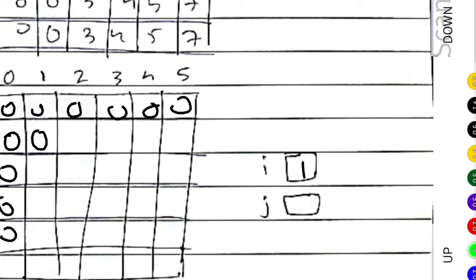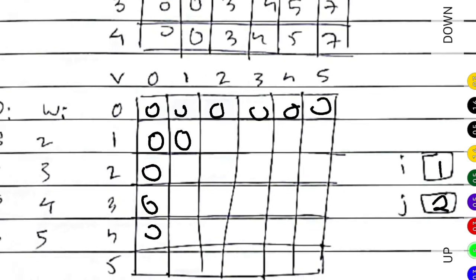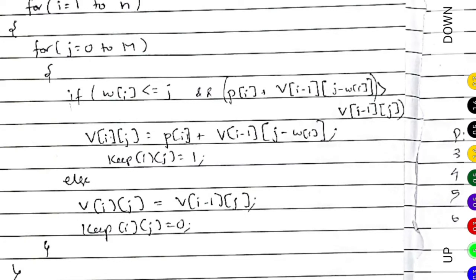j is 2 now. When j is 2, what's the value of the container? It's 2, and the object weight is also 2. In this case, we'll get the condition true here. This condition will become true, w of i is less than or equal to j. The second condition which we have to check is p of i plus v of i minus 1 and j minus w of i. Let's see each one by one.